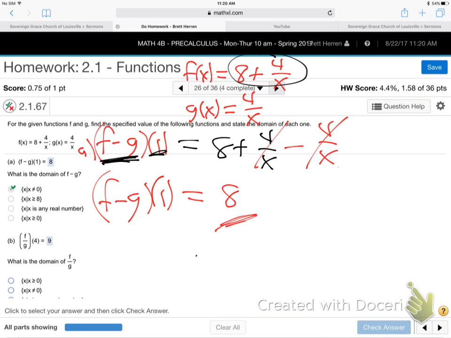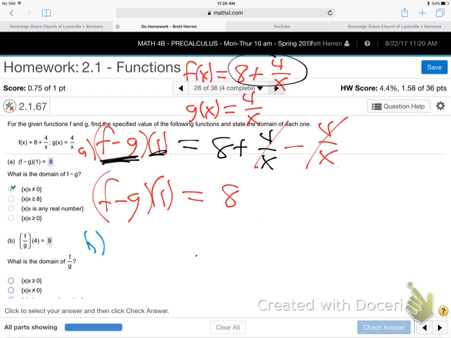Does that make sense? If there's no x, then throw away the plug-in. It's like a toaster with no holes. There's no place to plug in the 1, so it's just 8. Is that okay? That makes sense? Now, that's part A.